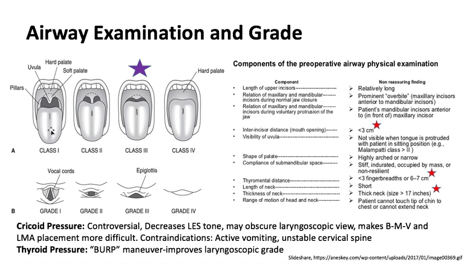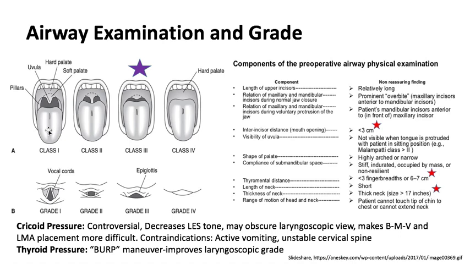The components of the preoperative airway physical examination are many. We can look at their upper incisors, their teeth, how long they are, whether they have a prominent overbite, whether they can protrude their mandible and put their bottom teeth over their top teeth. When they open their mouth, what's the inter-incisor distance, and it should be greater than 3 centimeters.